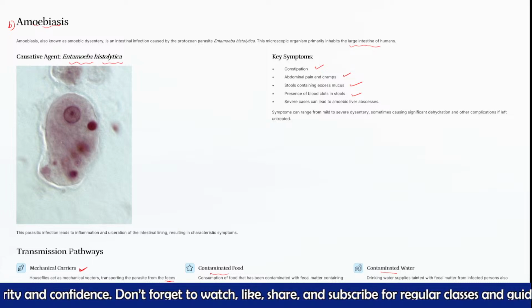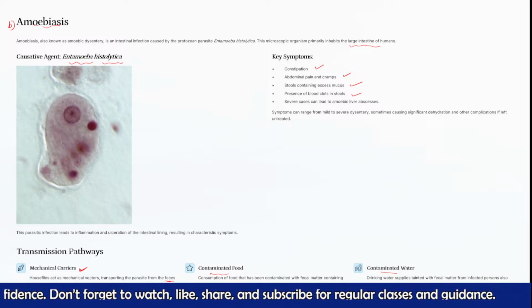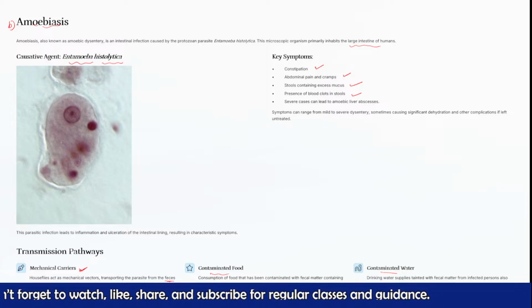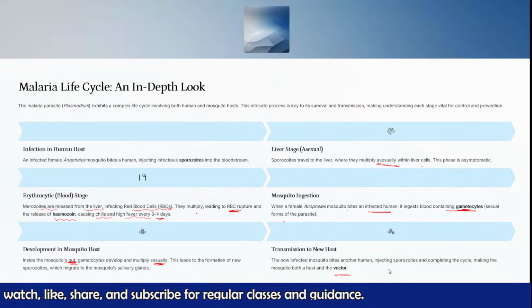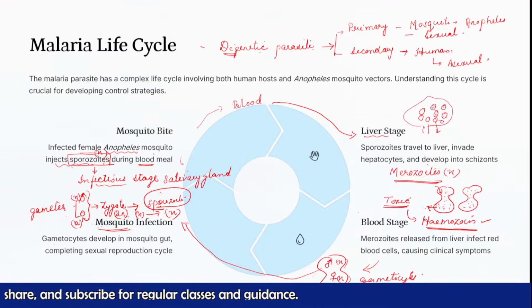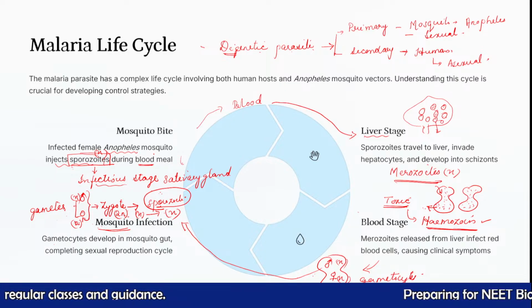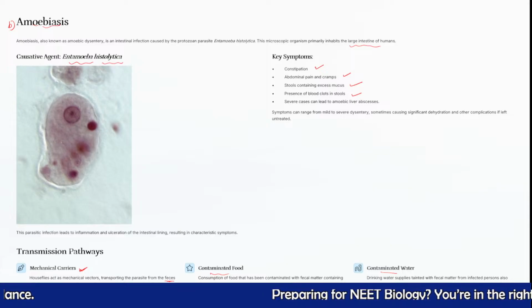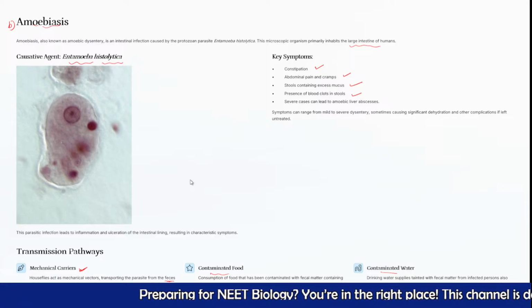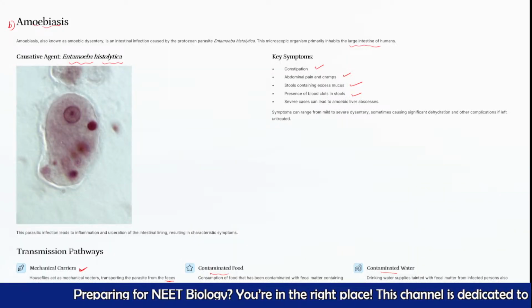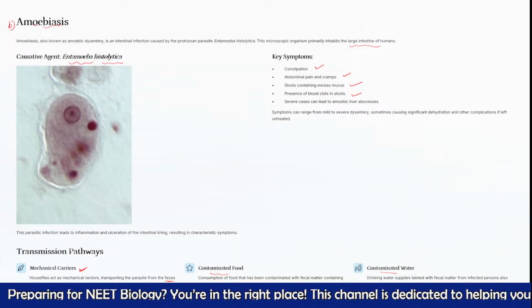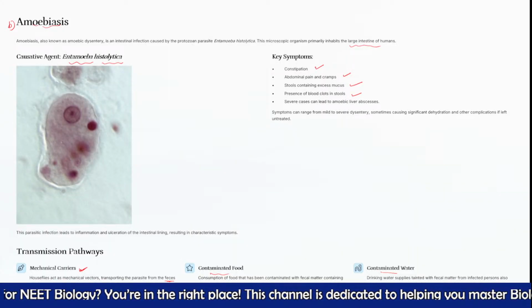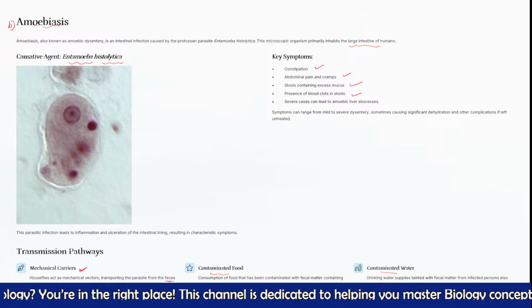Okay, so remember we discussed two protozoan diseases. One is malaria and the second is amoebiasis. The malarial parasite's life cycle is important. Amoebiasis is caused by the protozoan called Entamoeba histolytica. Next class we will discuss fungal diseases, then helminth diseases and more.